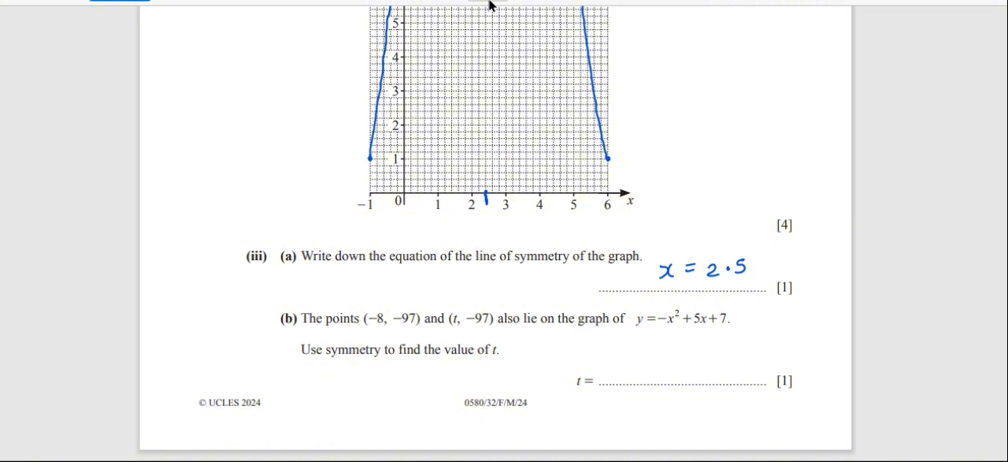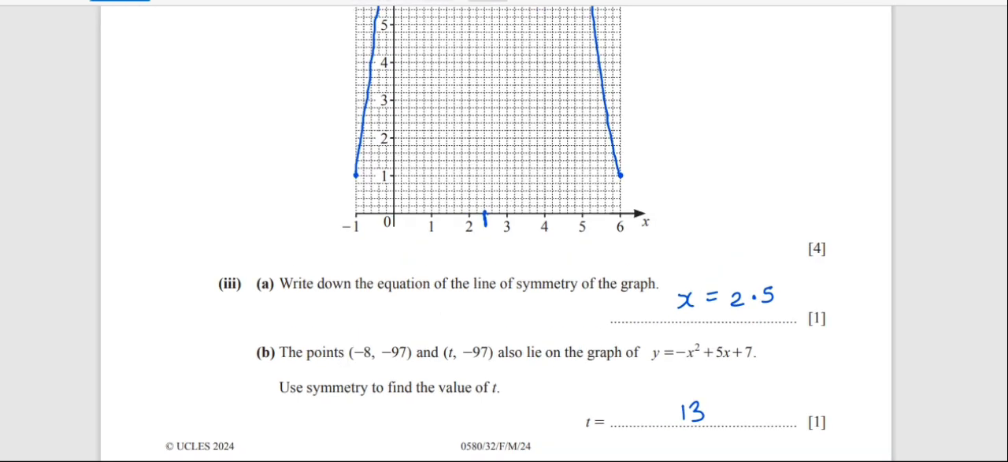Okay, so you need to also move 10 and a half from here. So this half, so you need to move 10 places. So that will give you 1, 2, 3. So you keep moving, you keep counting your number till you get up to 10 and a half. And if you do that very well, you'll get that your t will give you 13. So if you put 13 in this equation here, it will also give you minus 97 as the value of y. So that's what they mean by using your line of symmetry to find the value of t.